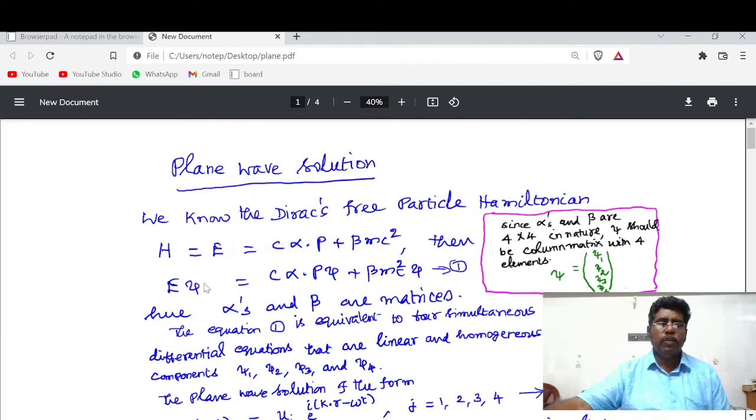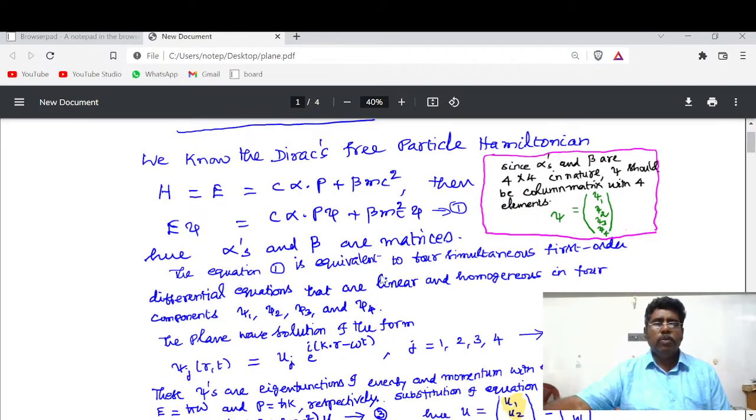Now we have to justify the value of psi. See here, alpha and beta are 4x4 matrices. Suppose a 4x4 matrix is allowed to multiply with another matrix, that matrix should start with 4 rows. That is the rule. Therefore, psi is chosen as a column matrix with 4 elements. Equation 1 is equivalent to 4 simultaneous first order differential equations that are linear and homogeneous in 4 components, psi 1, psi 2, psi 3 and psi 4.